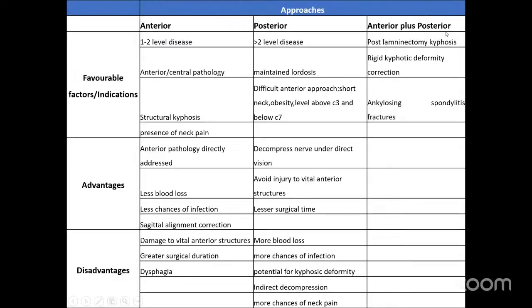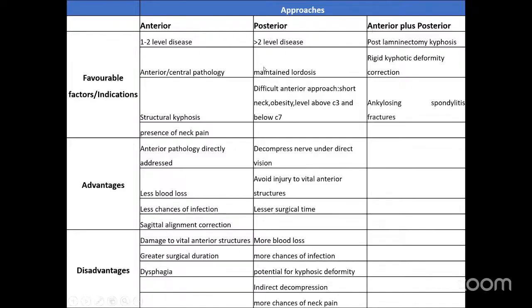Again, very important slide. So all this is easy up till now. You will elicit the signs. You will order MRI. And now comes the brainstorming part. What will you do as a surgeon? Whether you will do anterior surgery, posterior surgery, or you will do both in the same case. So how will you decide?